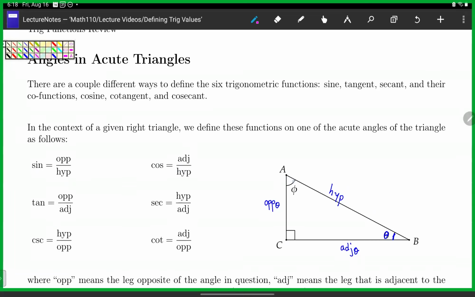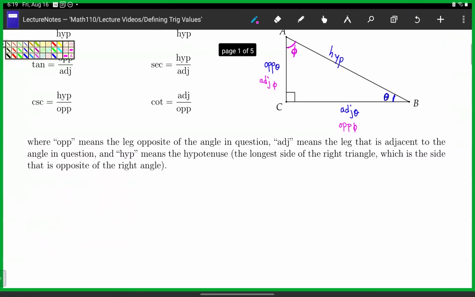So here is the other angle phi, the other acute angle phi, and the side BC is the side that is opposite of phi. And then side AC is the side that's adjacent to phi. So opposite and adjacent are relative, hypotenuse is fixed.